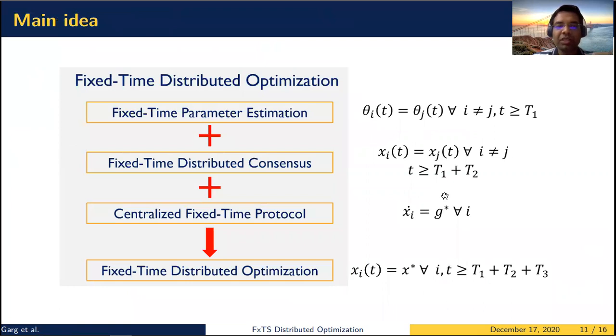So utilizing these steps, we can achieve fixed time distributed optimization in this particular fashion. So first, we do fixed time parameter estimation, and we achieve consensus over theta I within this time T1. Then we do distributed consensus within a fixed time, so we achieve consensus over xi in time T1 plus T2. And then we use this centralized protocol because all the global information is known by now, so that we can reach the optimal value within this fixed amount of time T1 plus T2 plus T3.